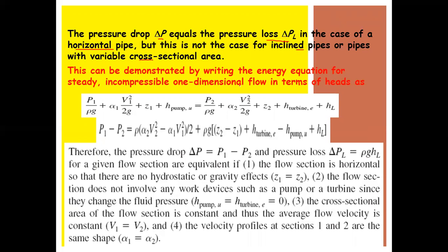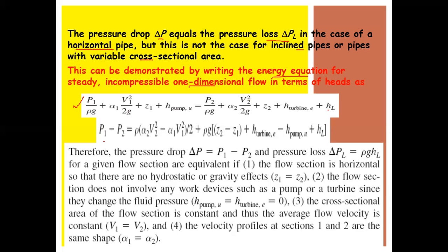This can be demonstrated by writing an energy equation. By using one-dimensional flow, we can write this as pressure energy plus kinetic energy plus datum energy. So what is the pressure energy? P1 by rho G, plus alpha 1 V1 square by 2G, the kinetic energy, plus datum energy Z1, plus H pump, is equal to P2 by rho G plus alpha 2 V2 square by 2G plus Z2 plus H turbine plus head loss.